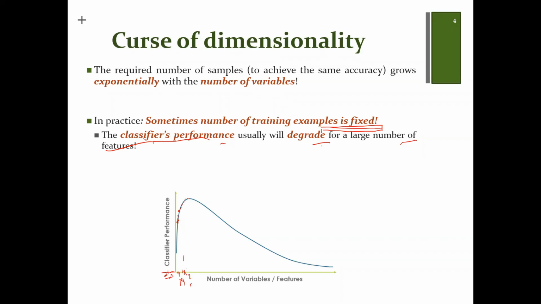As you increase the number of features, you can see it keeps increasing. At a point, you keep increasing the number of features, subject to the number of available samples, and you can see the performance can degrade. The performance can degrade because of the exponential increment in the required number of samples, which usually you cannot meet.